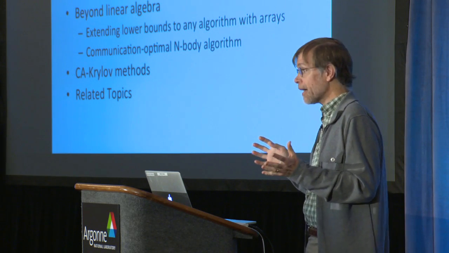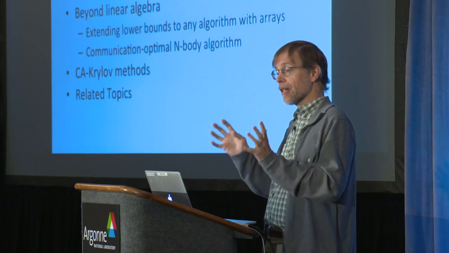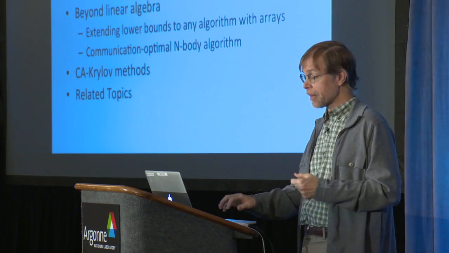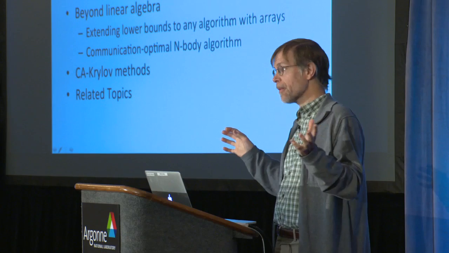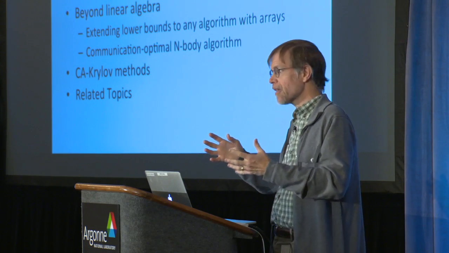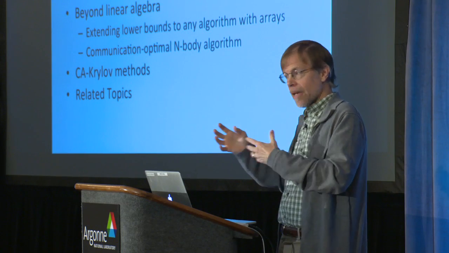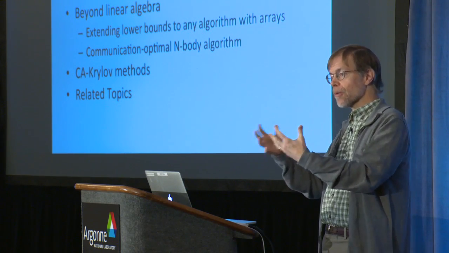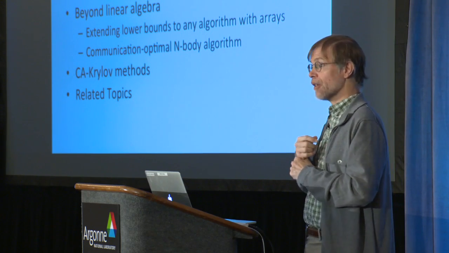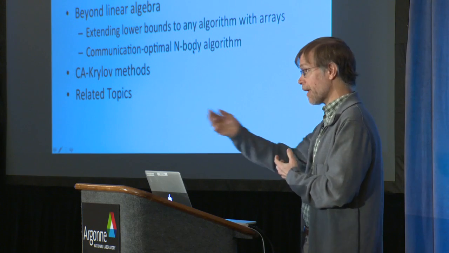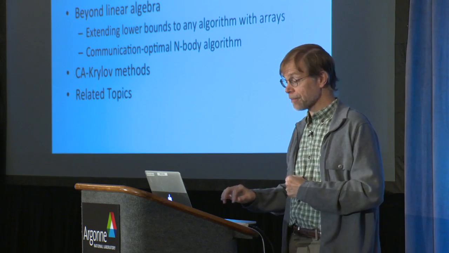Then I will generalize to beyond linear algebra. It turns out a lot of these ideas came up originally in linear algebra, but they apply to basically any algorithm that you can think of that you could express as a bunch of nested loops, accessing arrays with any number of subscripts you like, any number of nested loops. You can still write down these lower bounds and come up with algorithms which hit optimality. And I'll give you some examples, and that's where the n-body algorithm came from.